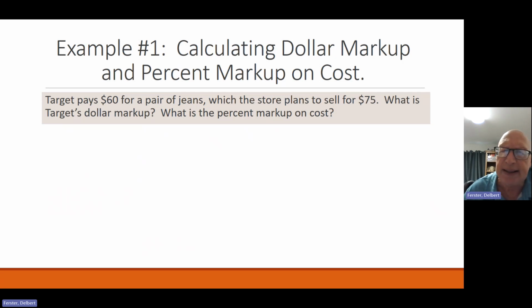Target now is paying $60, so that's their cost for these jeans. They're going to turn around and sell them to me walking into the store for $75, so that's the selling price.